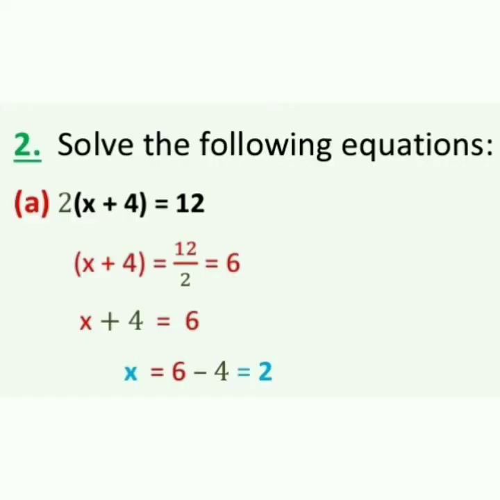Sum number 2. Solve the following equation. A, 2 into bracket x plus 4 bracket close is equal to 12. Now first transfer 2 from left towards the right. Therefore, x plus 4 is equal to 12 upon 2 is equal to 6. Therefore, x plus 4 is equal to 6.